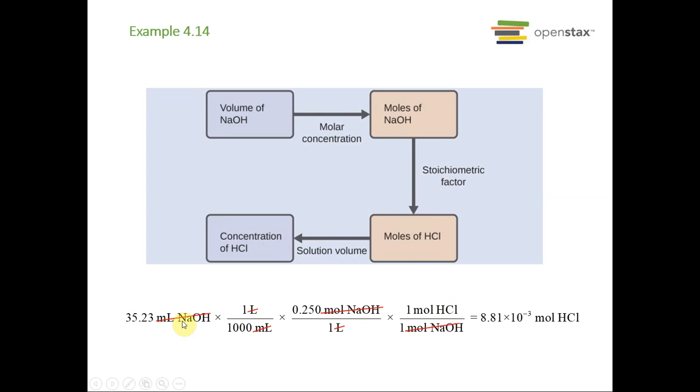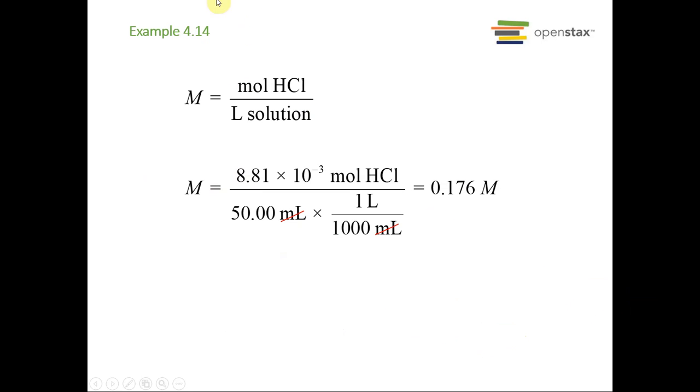This many milliliters of NaOH, we don't even need the factor of 1,000 here, times 0.25 molar equals, no, well, hold on. This is just calculating the moles of HCl. And then from the moles of HCl, we divide by the milliliters and we get molar concentration.